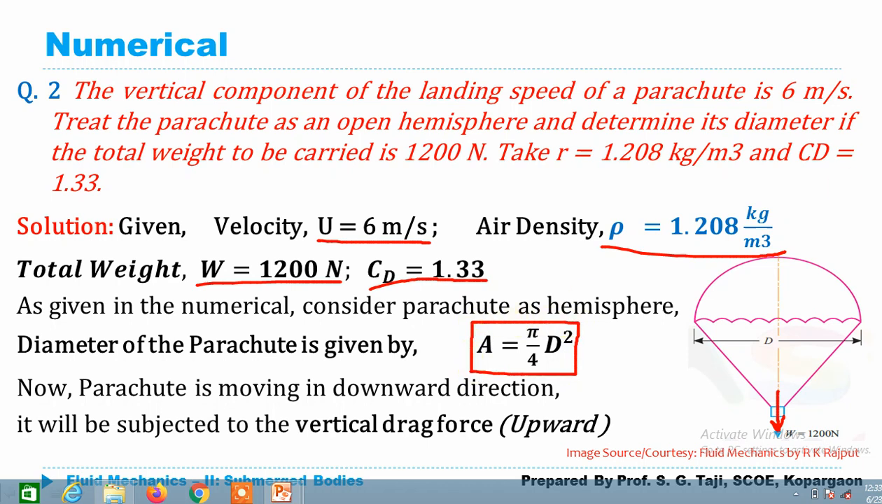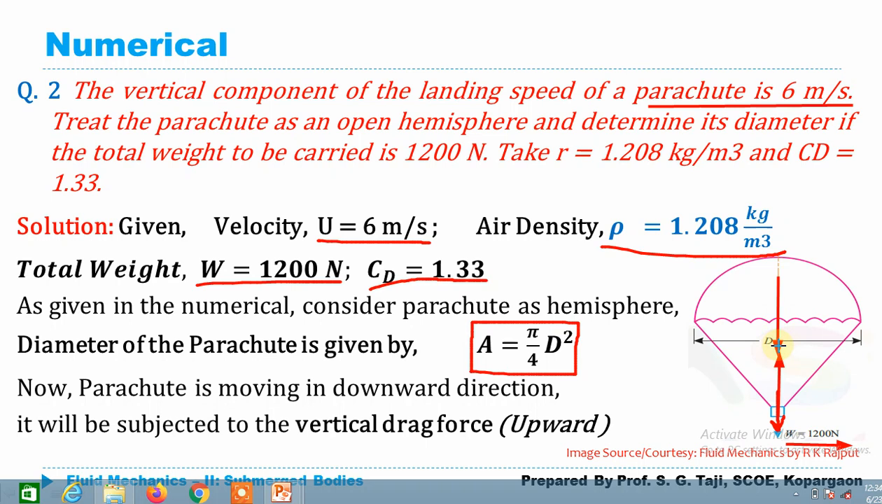Now, my parachute is moving in the downward direction through the air, so it will be subjected to a drag force acting in the upward direction. Both forces act in opposite directions. The downward component is the weight, which is given as 1200 Newton. So with the weight of 1200 Newton the parachute moves downward, and at the same time it is subjected to the drag force. If I want to maintain the speed of the parachute at 6 meter per second, the drag acting upward and the weight acting downward should both be equal.